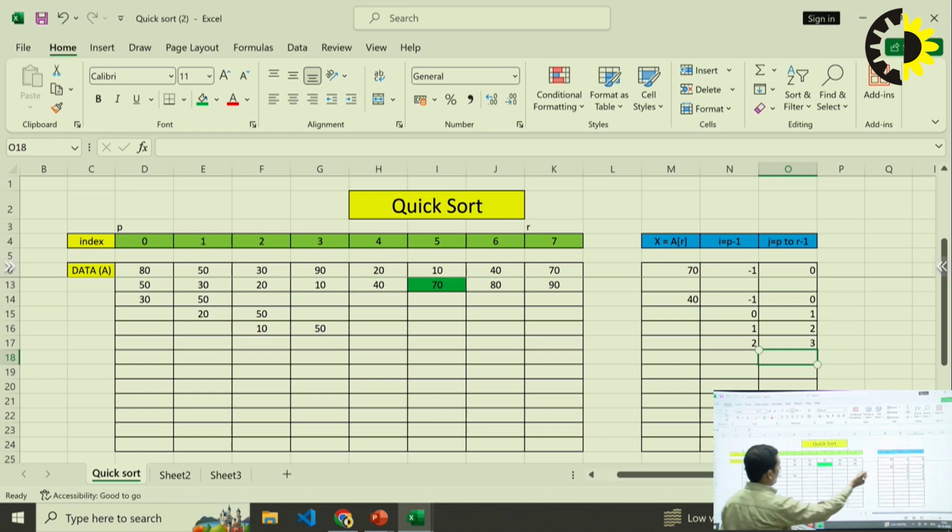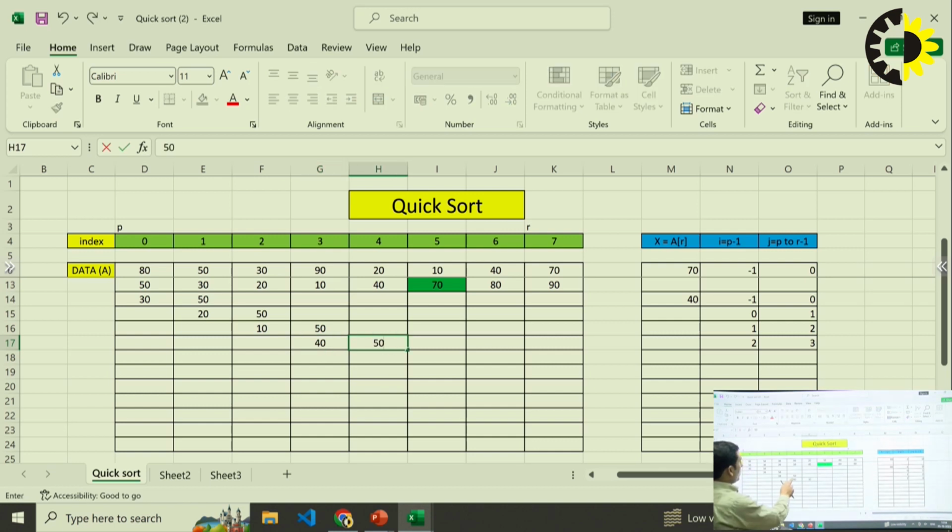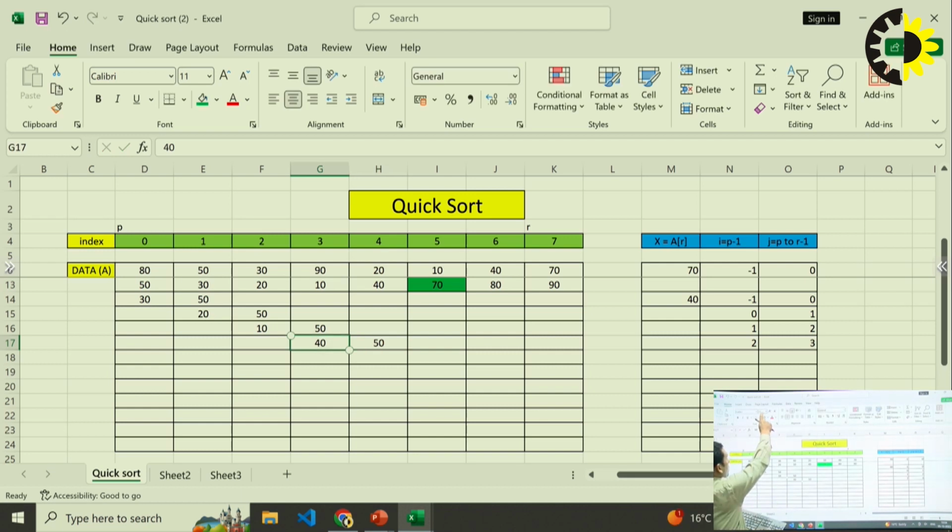Now move the pivot element, that is 40, to its proper position. How to do it? Just i plus 1 location. Swap i plus 1 location, which means i is 2, so the third location index, with the R location, that is the fourth location. Means 40 will come here and 50 will come here. At this point, the pivot element 40 comes to its proper position.